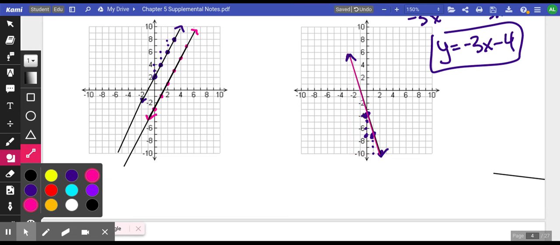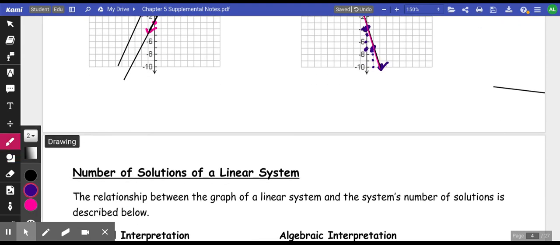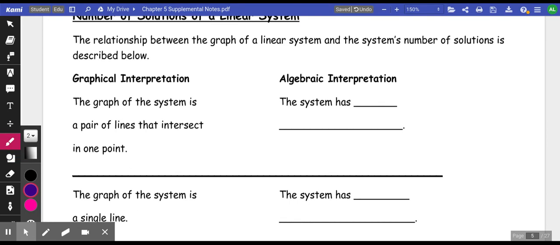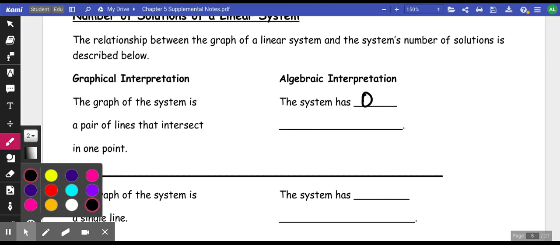So instead of there being no points or one point where they have the same solution, every single point along that line that goes on and on and on forever is a solution. So here we would say there's infinitely many solutions. All right, so we can see this here. It says the graph of the system is a pair of lines that intersect at one point. That means this system has one solution.